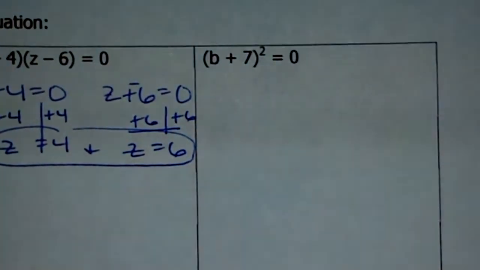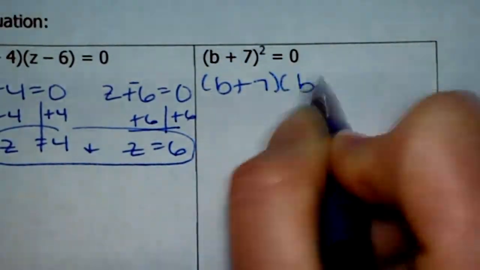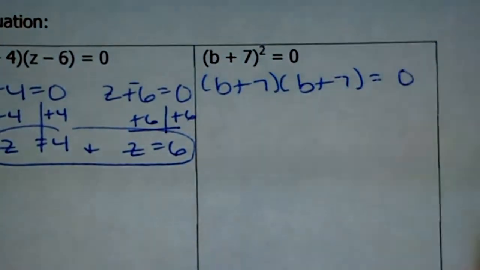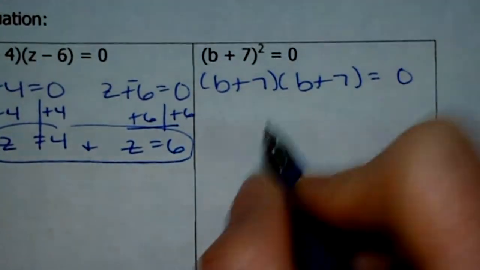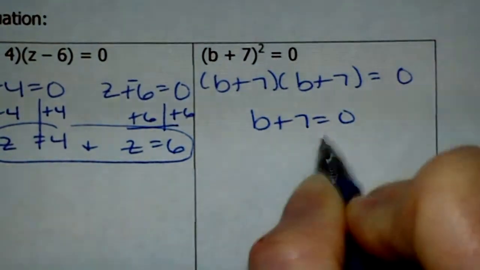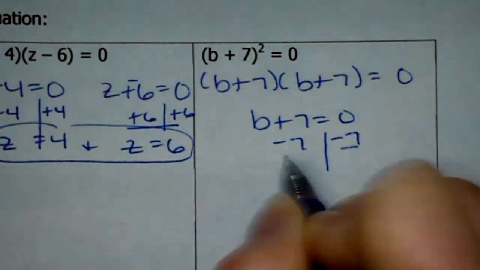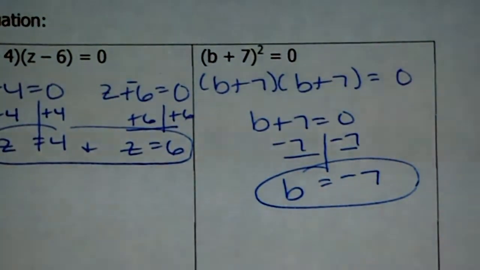Okay, here's a little bit different one. I have b plus 7 squared. That just means that I have b plus 7 and another b plus 7, right? So I'm really only solving one equation because it's the same exact thing. So b plus 7 equals 0. I would subtract my 7. And 0 minus 7 is negative 7. And we just get the one solution this time. So when you have a square, that's what happens.